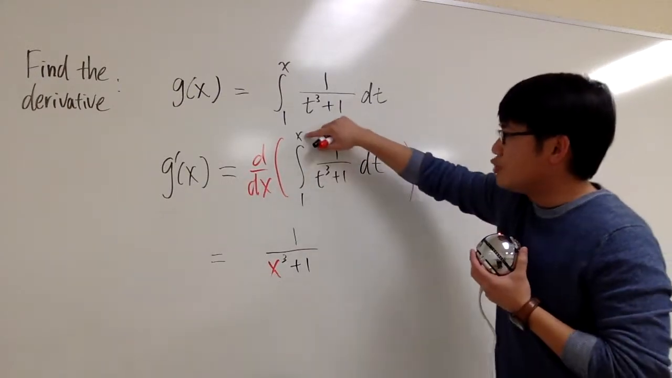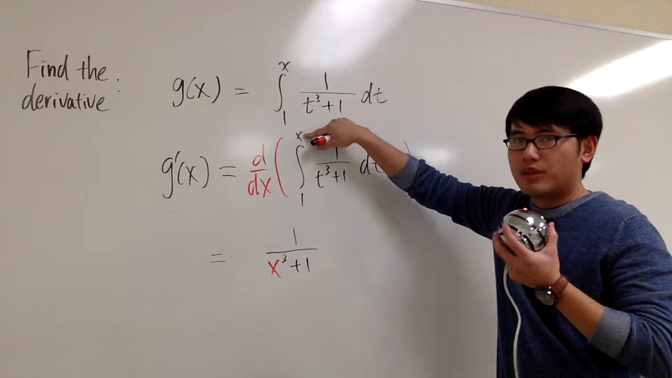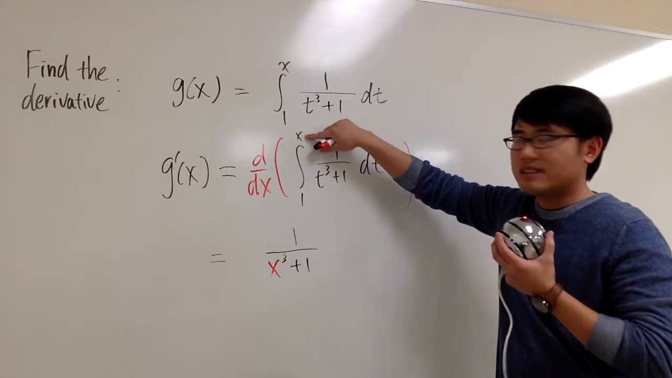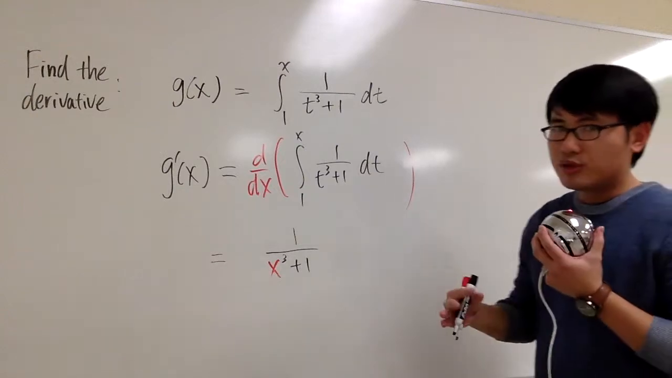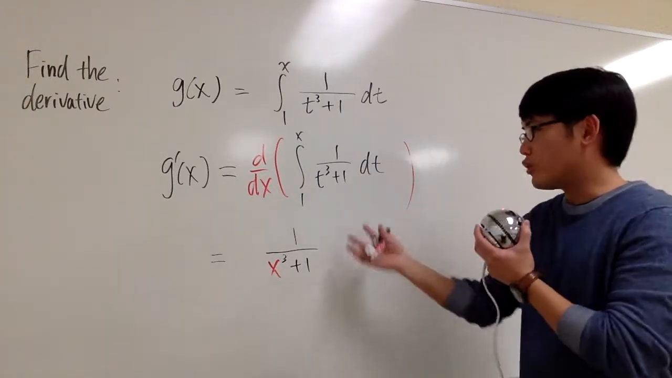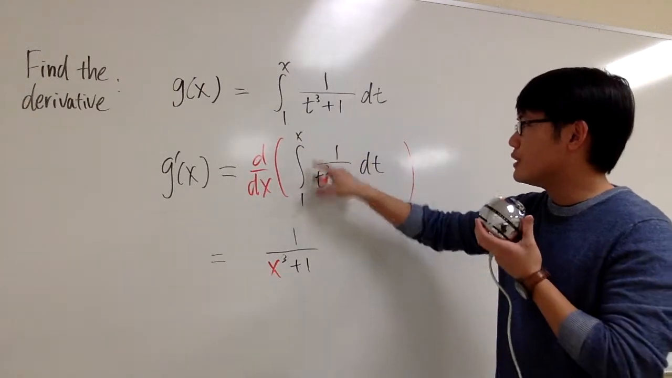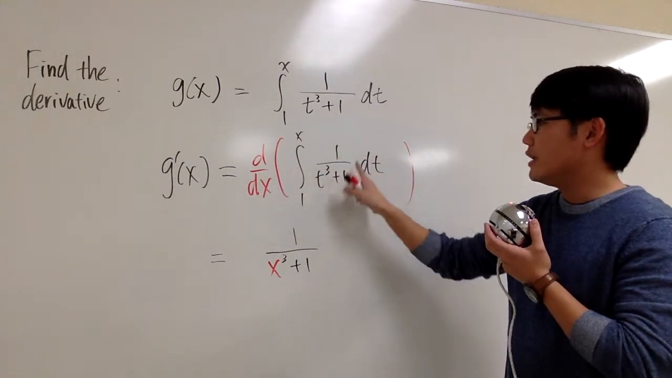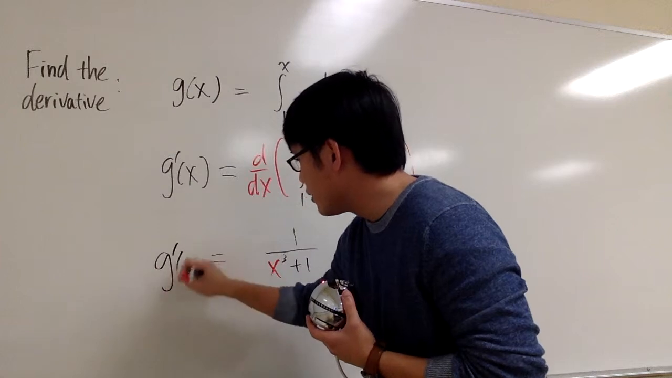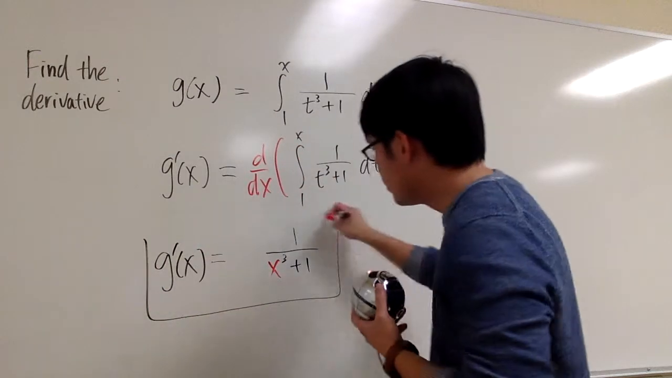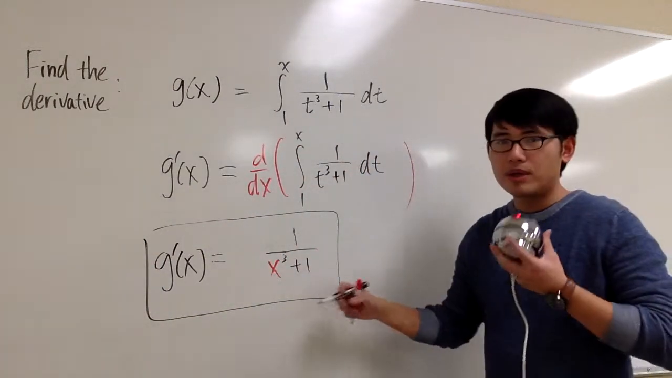However, sometimes you may have some more complicated things, maybe like sine x, or maybe x to the fifth power, things like that. But in that case, you just have to use the chain rule, and the procedure right here is the same. All you need to do is plug in the variables into the integrand. That's it. So g prime of x is equal to 1 over x to the third power plus 1.